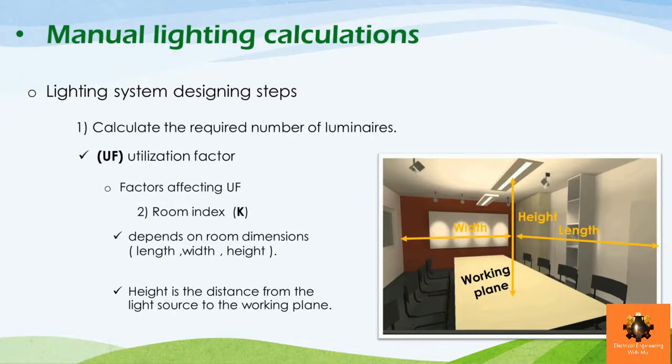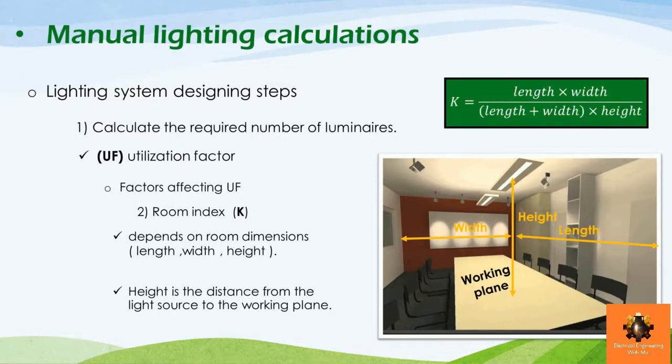And the room index is calculated from this equation. Here it's equal to the room length times the room width, over the room length plus the room width, times the room height. So by this formula we can calculate the room index K.